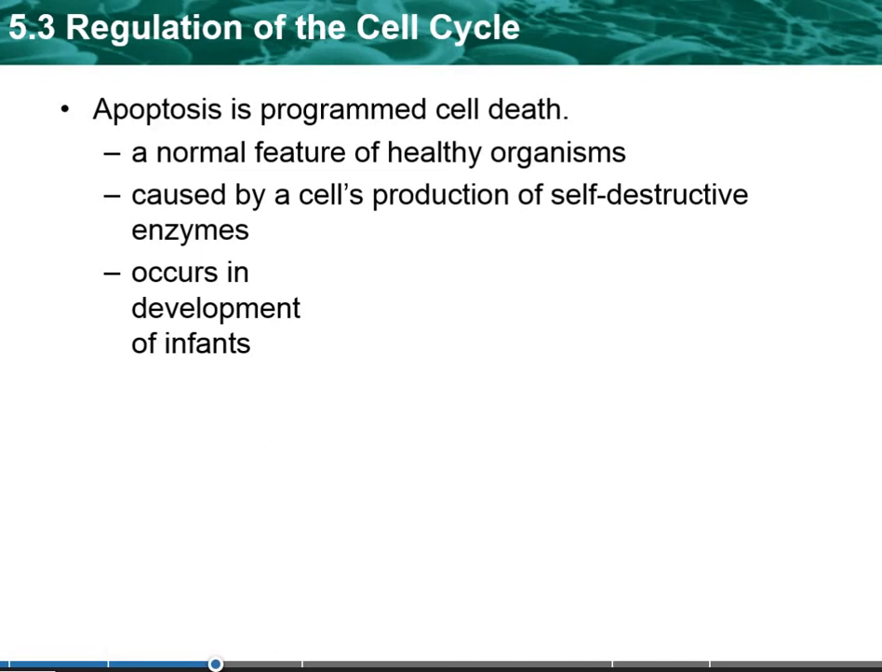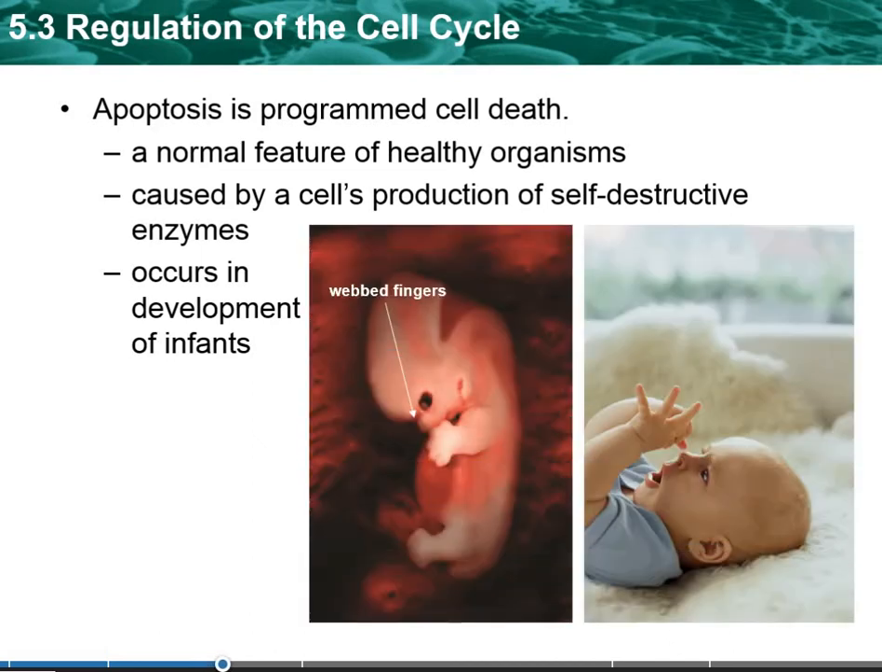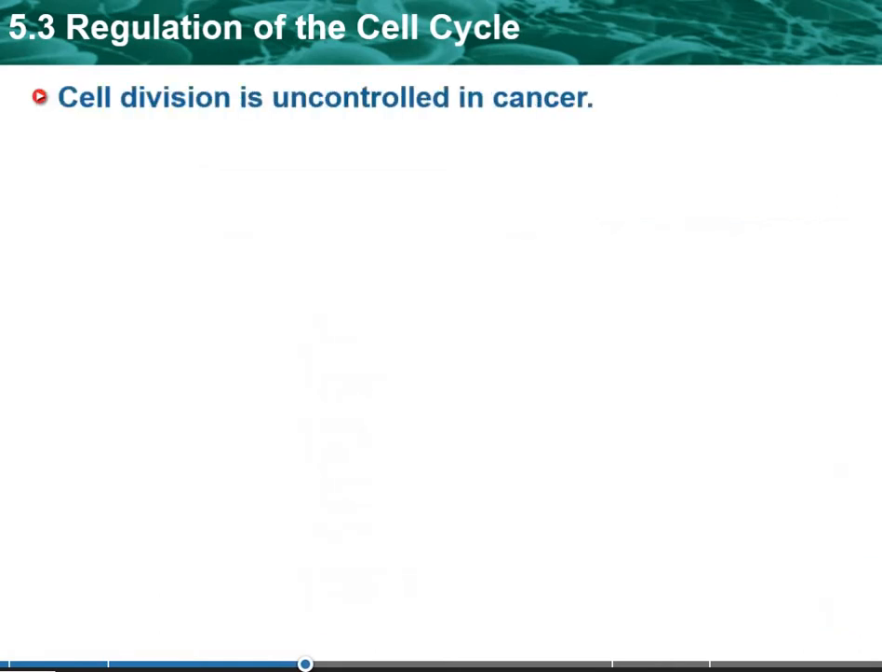It occurs in the development of infants. So you can see in that picture that there are webbed fingers, and as the fingers continued to grow, it said we need to get rid of these cells in this area, otherwise you would have been born with a webbed hand. And you can see the webbed feet down below in that picture as well. So that is something that is supposed to happen in individuals.